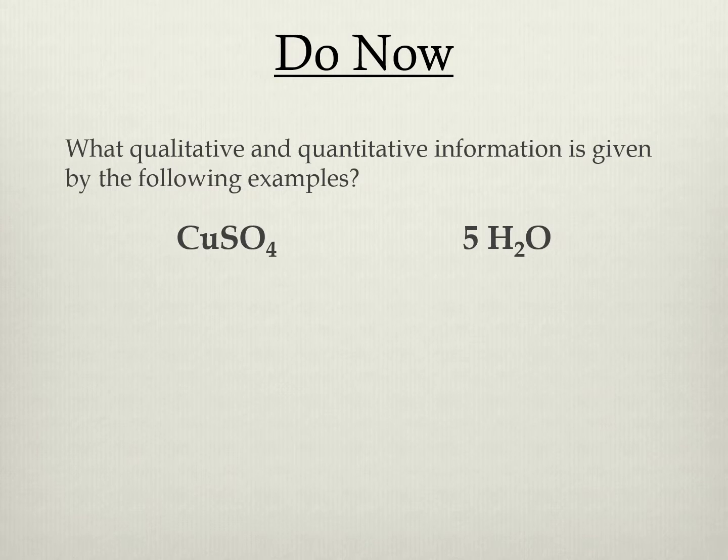All right, let's start off with a do now. So what qualitative and quantitative information is given by the following examples? Remember that qualitative is basically a quality. So just in this case, what is there?